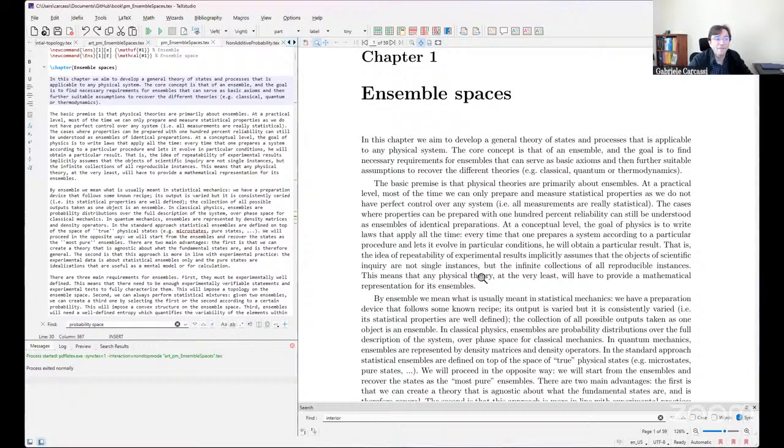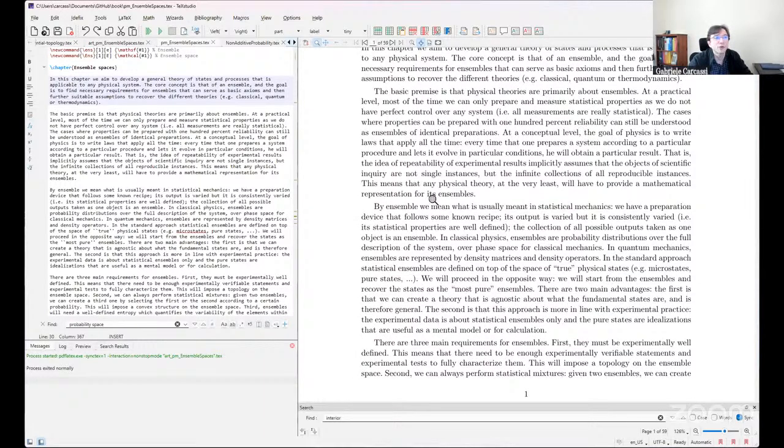This means that any physical theory, at the very least, will have to provide a mathematical representation for its ensembles. It might give you more, but at least it needs to give you the description of ensembles and how they work. And so this is, let's say, a philosophical justification for the work. If somebody is a philosopher, perhaps they can take this and expand it and make it a lot more streamlined. But for me, this is fine.